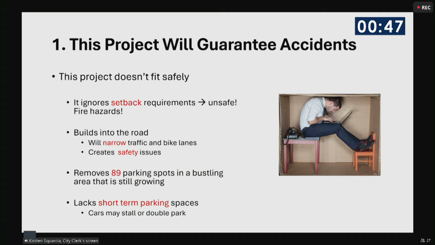Lastly, we had brought this up before that this project lacks short-term parking spaces. It's anticipated that there will be lots of service providers visiting, delivery vans, Uber trucks, etc. And they should not be allowed to double park and block the streets. They need to accommodate these sorts of needs. Next slide, please.